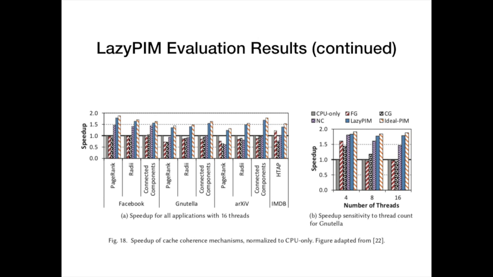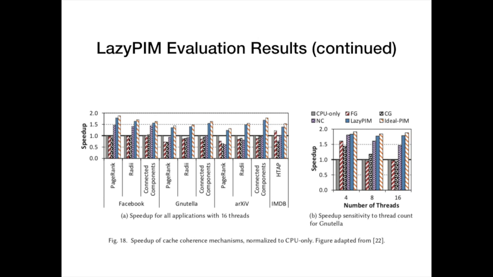On the PageRank application, lazy PIM came within 5% of ideal PIM, and did between 30 and 70% better than the other approaches on average. The difference in performance between lazy PIM and ideal PIM, although small, seems to come from the number of conflicts that are detected at the end of the PIM kernel execution. When there is a conflict, the kernel has to be started over again, or rolled back.